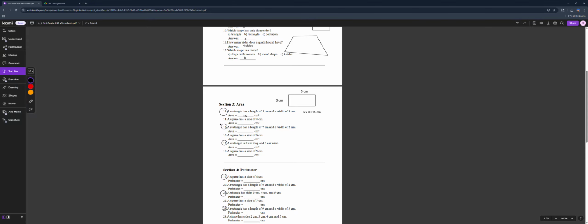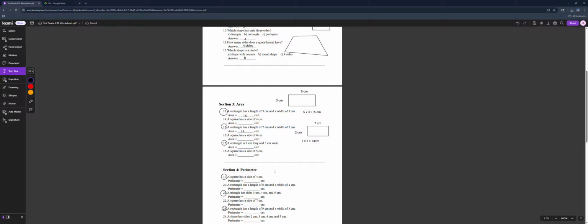Then 15, we have another rectangle, where this time the long side has a length of 7 cm, and the short side has a width of 2 cm. Because we look for area, we just do length times width, so you do 7 times 2, and that equals 14 cm.